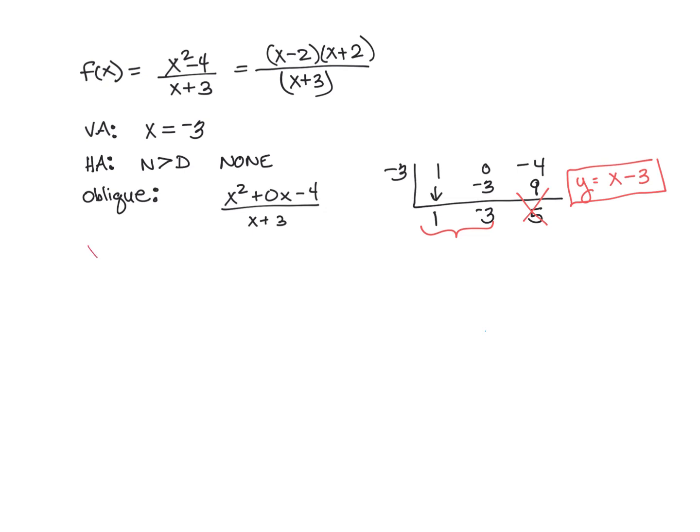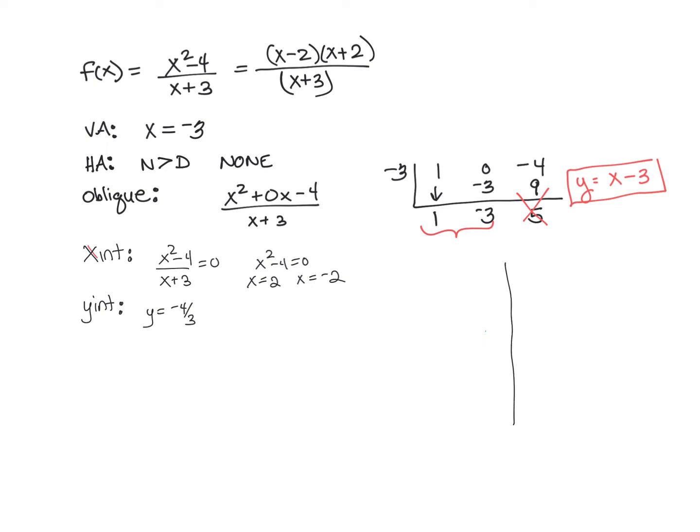I'd also like to know what our x-intercepts are. We do that by letting y equal 0, so we'll set the function equal to 0. We will get x squared minus 4 is 0, or x equals 2 and negative 2. You could do that by factoring or taking roots. We also need to know our y-intercept. We let x equal 0, and that's going to give us y is negative 4/3.